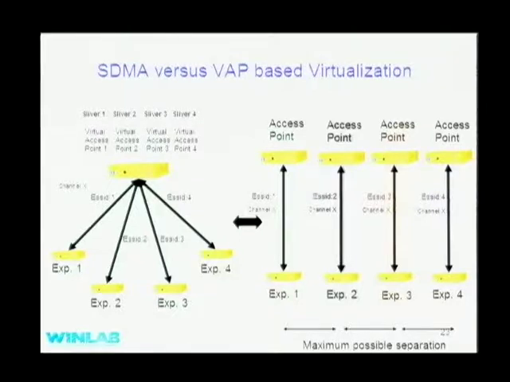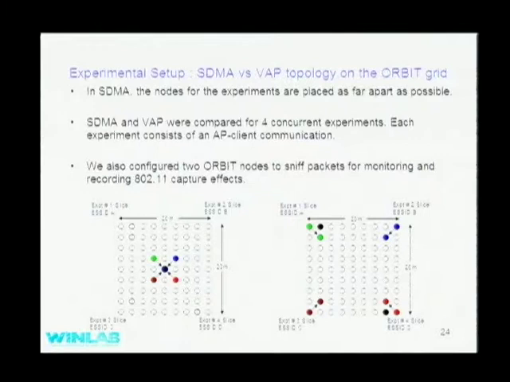We also decrease the transmission power of the clients to the minimum possible value, so that the interference circles for the experiments decrease. So on ORBIT, our experiment setup was basically, we took the virtual access point and its clients were set up in this fashion, and for SDMA we had the same 4 experiments spread out at the corners of the grid, so that there is maximum spatial separation.